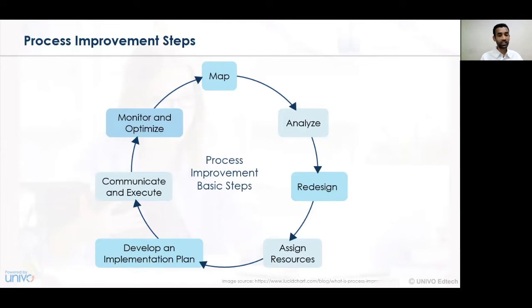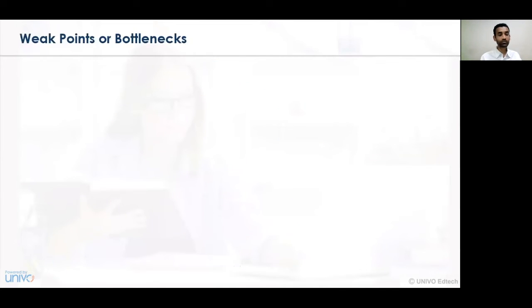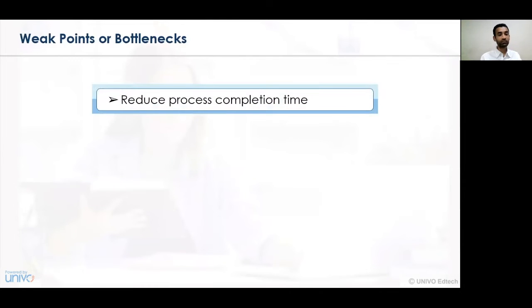So in a manufacturing organization or service organizations, when the service or the product is being delivered to the customers, how do we undertake the various steps or measures to effectively deliver the qualitative products? All those measures or steps are provided in the process improvement cycle. Now let's understand the various weak points or the bottlenecks. The weak points or the bottlenecks that have been associated in these process improvements or the product improvements are reducing the process completion time.